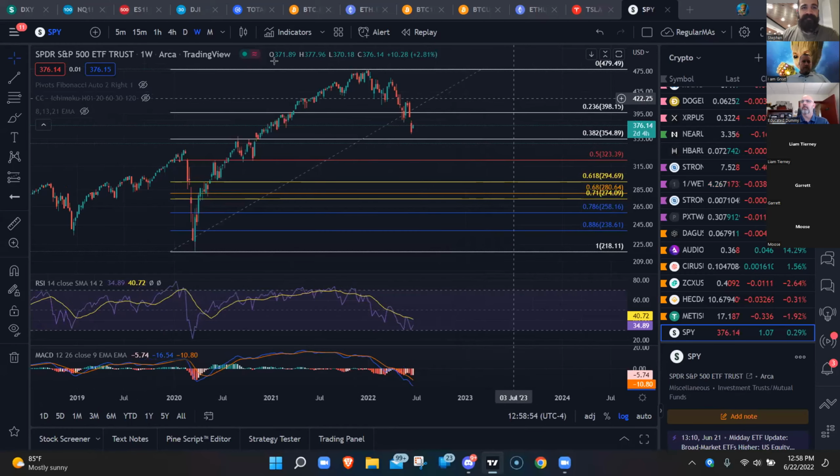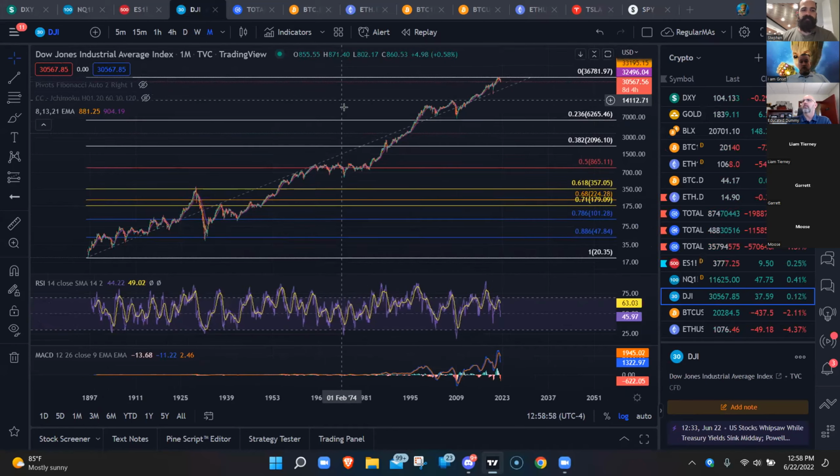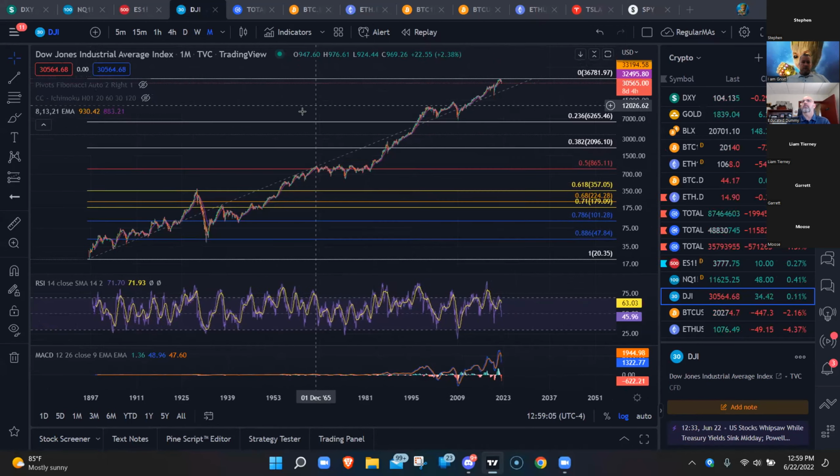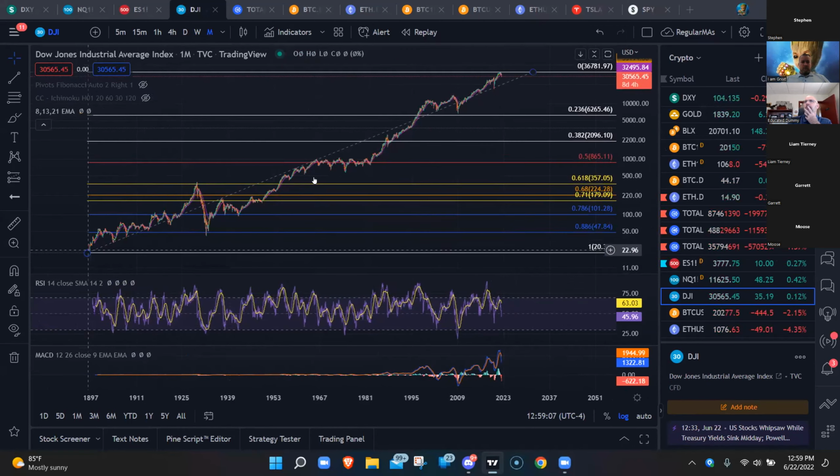So, to start, I'm going to start with the Dow Jones. And the reason I like starting with the Dow Jones is because it gives us over 120 something years of history on the chart. And what I love the most about drawing fibs from the top to bottom here is you can really see market psychology play out on this chart, even from an all-time perspective.